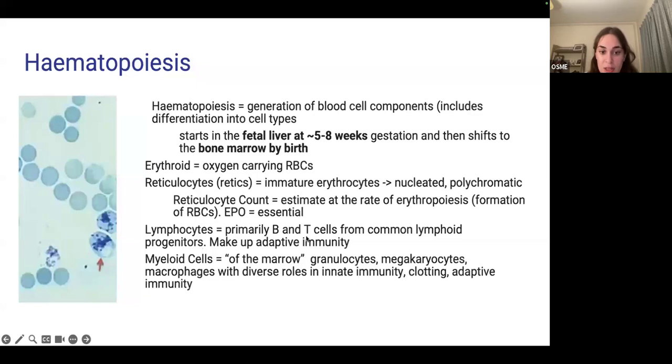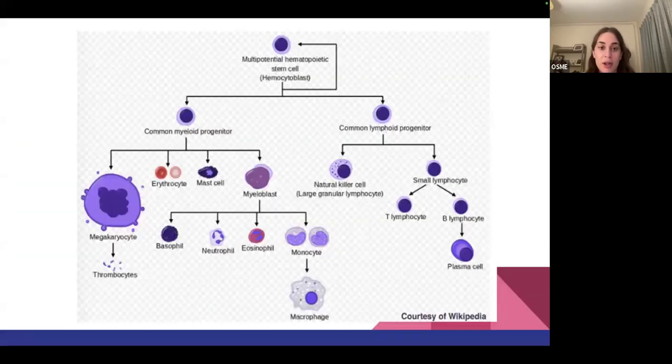Lymphocytes are just B and T cells, so they're the adaptive immune response, and myeloid cells are the innate immune response cells. So think your macrophages, your granulocytes, so your neutrophils, and megakaryocytes, so all of your clotting platelet factors and stuff. Here is a more visual version for you to go through in your own time.